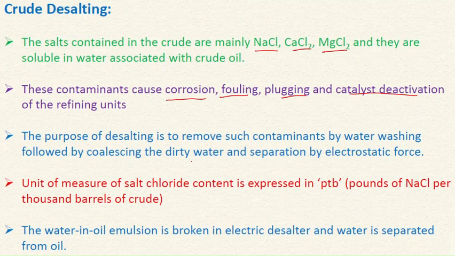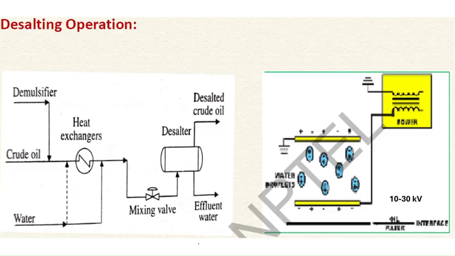these dirty water droplets and separating by electrostatic force. So the unit of measure of salt chloride content is expressed in PTB, which is pounds of NaCl per 1,000 barrels of crude oil. So the water in oil emulsion is broken in the electric desalter, and water is separated from oil. So let me come to this flow sheet where you will understand more clearly.